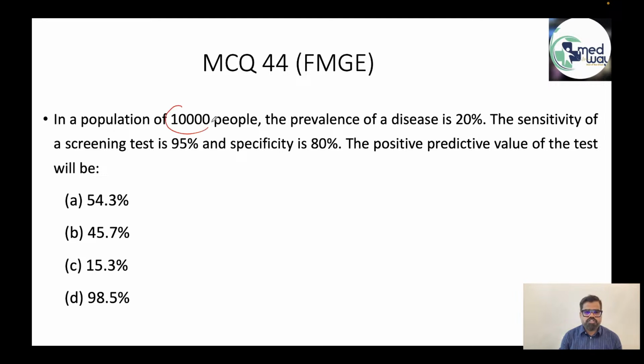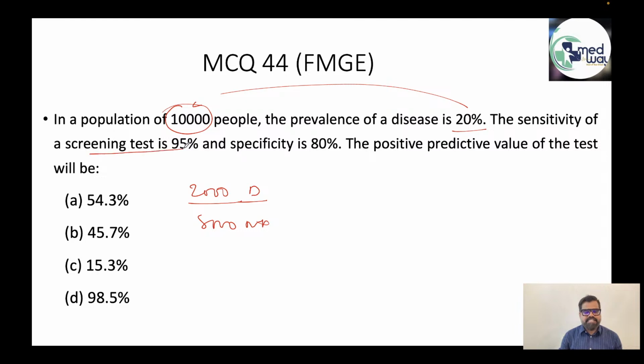So there are 10,000 people. The prevalence of disease is 20%. So 20% of 10,000 students, you should know 2,000 is diseased. So my 8,000 is not diseased. This is diseased. I'm not making 2 by 2. I'm trying to calculate, make you understand.